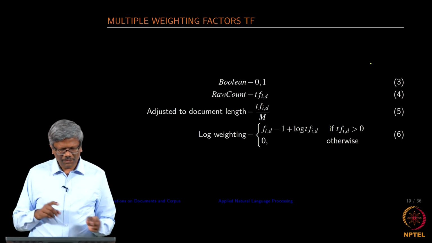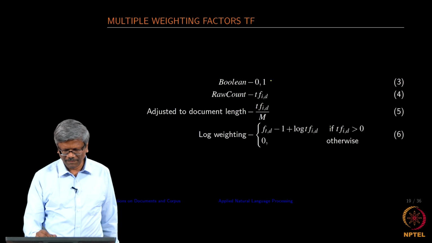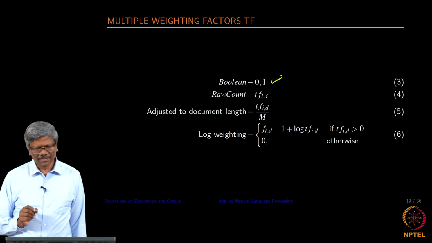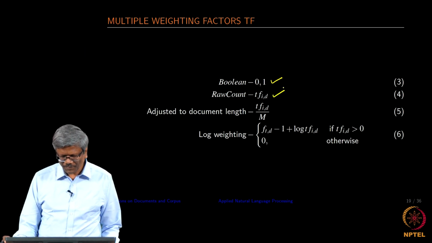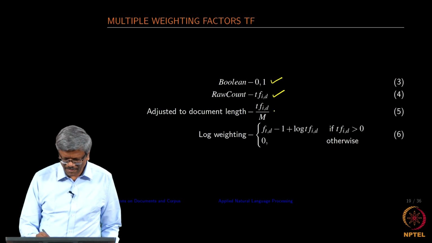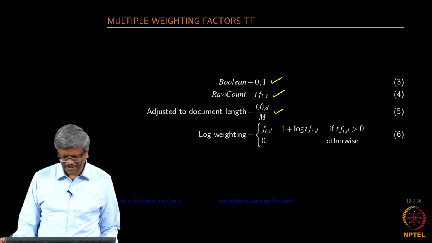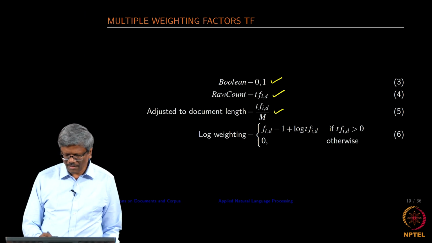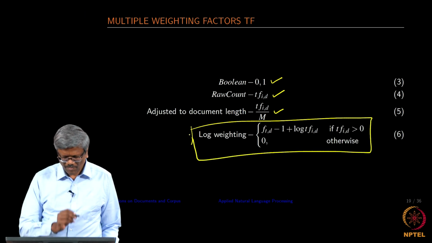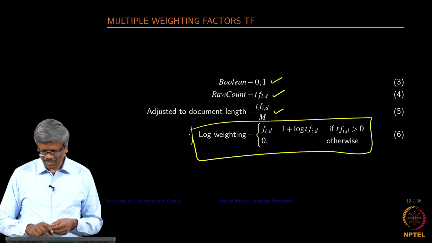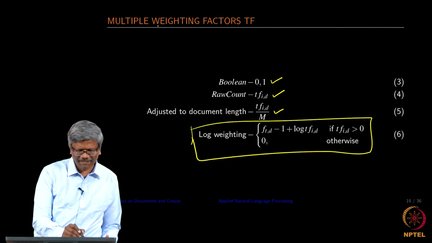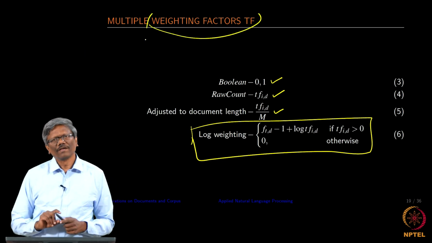There are multiple ways we can represent this. We saw earlier that a word can be represented as a Boolean, whether it is present or absent, or with respect to the frequency. We can adjust it with respect to the length of the document, and we can also do the log weighting of that, so that you can convert the frequency using the given formula. So, these are the different weighting factors that you can apply on the term frequency.